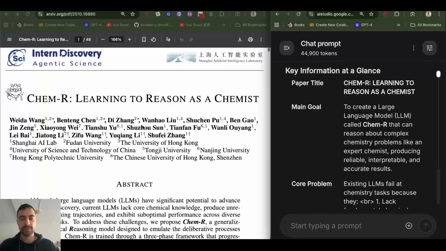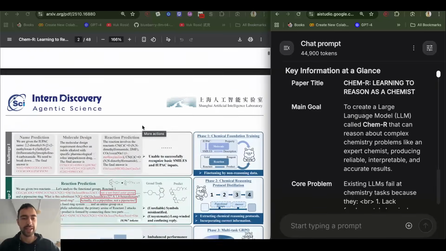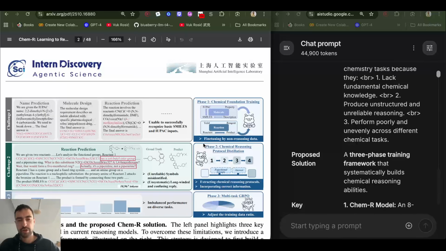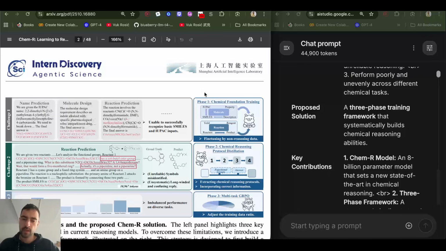The goal for this model is to teach it to reason like a chemist. Existing LLMs fail at chemistry because they lack the fundamental chemical knowledge, so we need separate curated data just for this. They're not trained to produce correctly structured outputs and chemistry reasoning. As a result, they perform poorly and unevenly across different chemistry tasks.